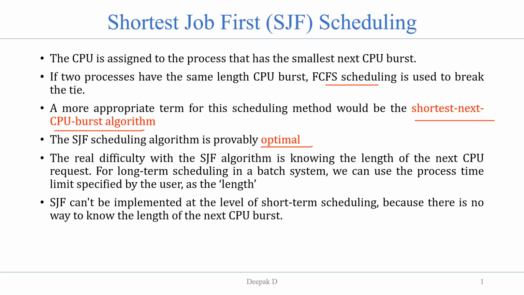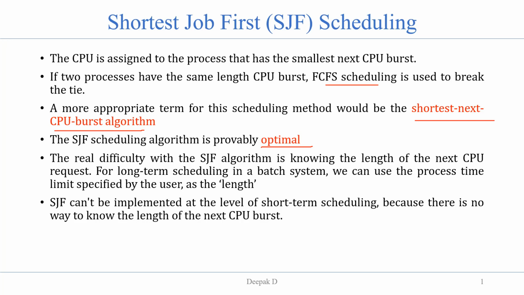One important thing you need to understand is that moving a short process before a longer process decreases the waiting time of the shorter process by more than it increases the waiting time of the long process. So obviously the average waiting time will decrease. So these are the important points.